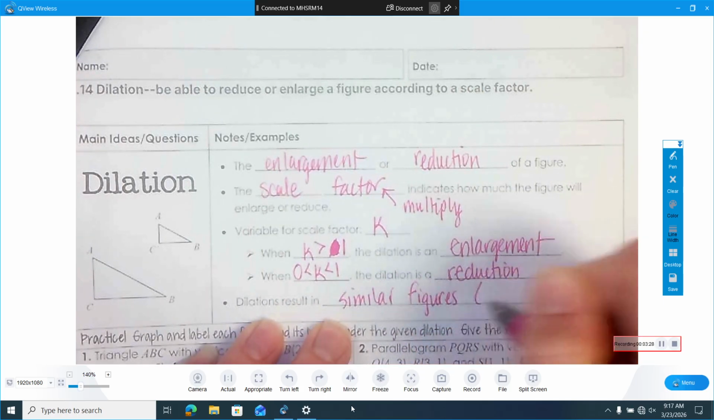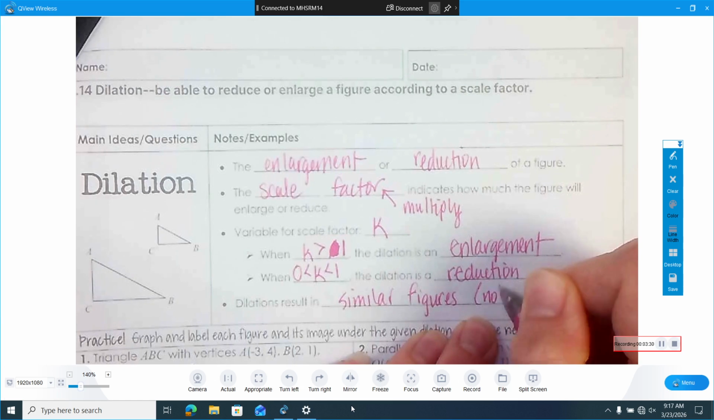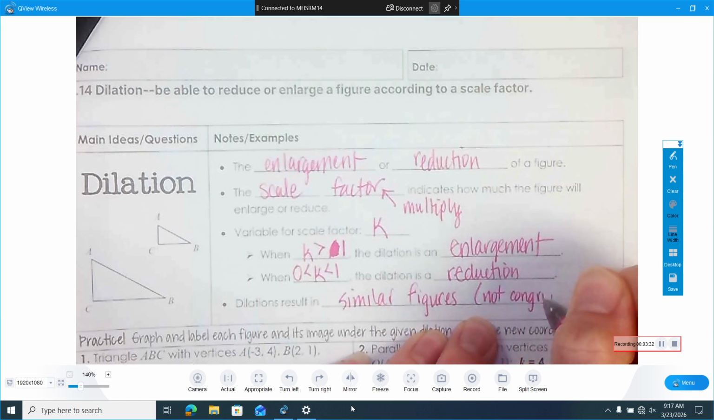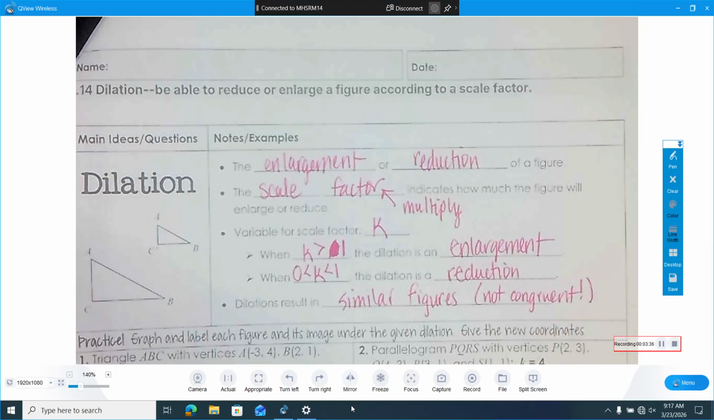All right, and I'm just going to put on the side, that means they are not congruent. They are not exactly identical. Everything else we've done, reflections, translations, and rotations, we get completely congruent figures.